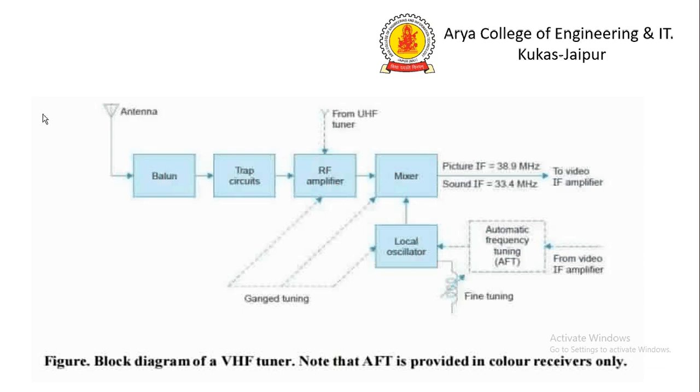Different block diagram of an RF tuner. How to tune an RF signal. Antenna, balun, trap circuit, RF amplifier from UHF tuner, mixer, local oscillator, to video amplifier. So this is the block diagram of VHF tuner. Note that AFT is provided in color receiver only.